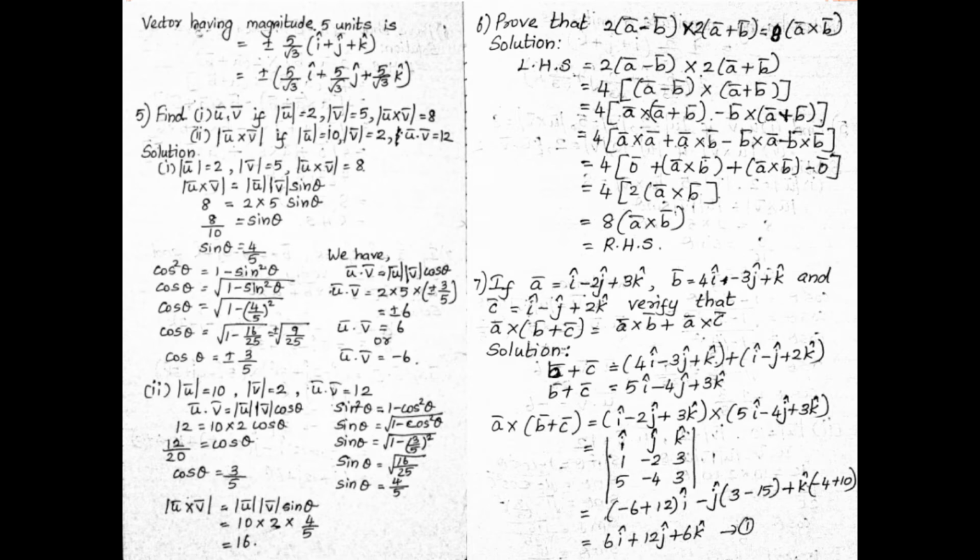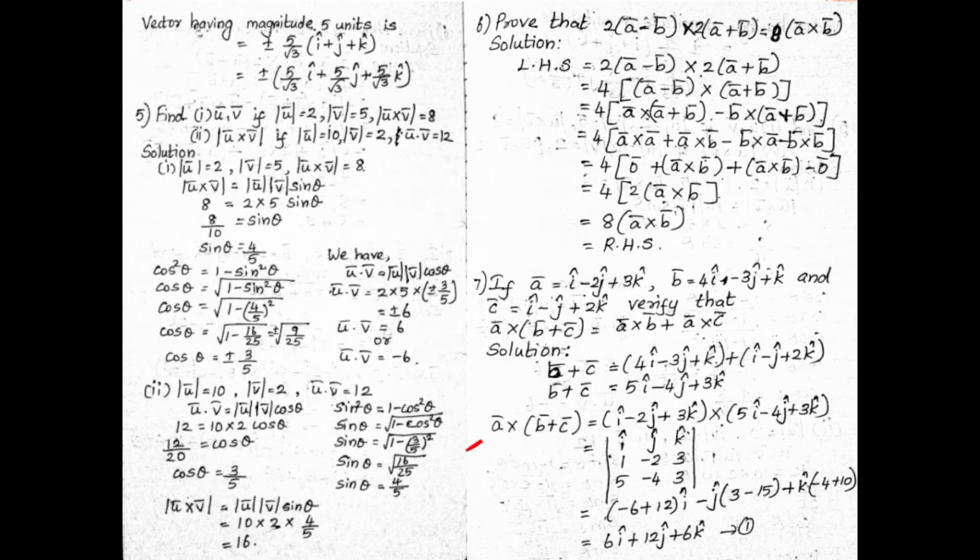Okay, so u vector dot v vector is equal to magnitude u into magnitude v into cos theta. So 12 is equal to 10 into 2 cos theta. Therefore 12 upon 20 is equal to cos theta. Cos theta is equal to 3 upon 5.